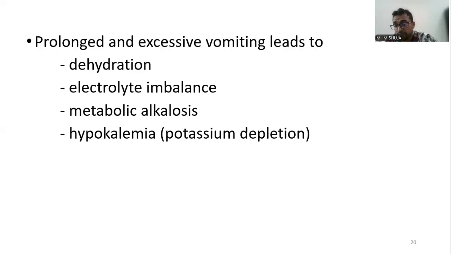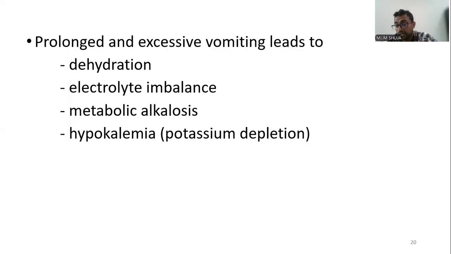The second problem is electrolyte imbalance. Gastric juice contains important electrolytes such as chloride, hydrogen ion, sodium, and some potassium. When vomiting continues, these electrolytes are lost. Electrolyte imbalance can cause weakness, lethargy, muscle cramps, cardiac rhythm problems, and worsening clinical condition.